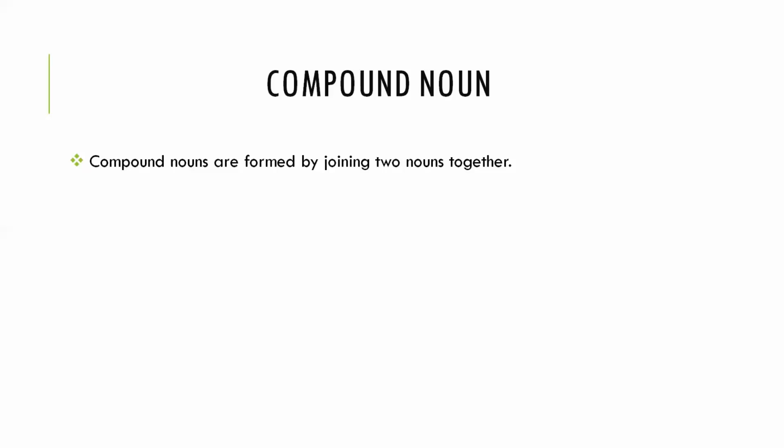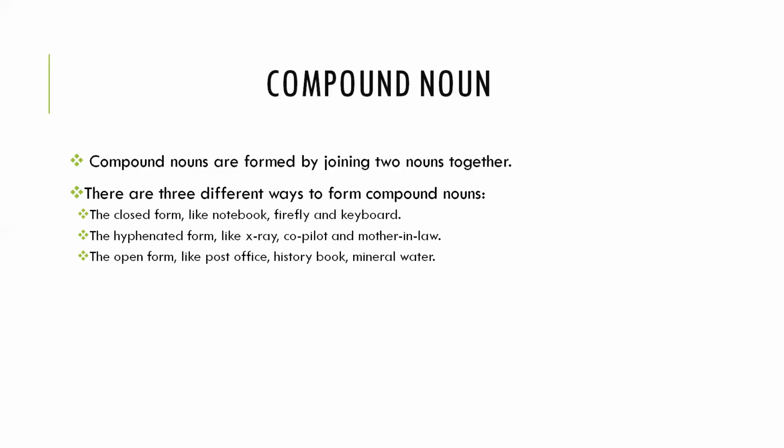Next we have compound. Compound means combination. So nouns are formed by joining two nouns together. Compound, chemistry, science, the combination of things. So two nouns together makes a compound noun. There are 3 different ways to form a compound noun. One is closed form, one is hyphenated form, and one is open form.